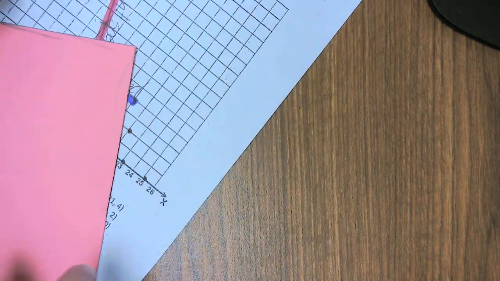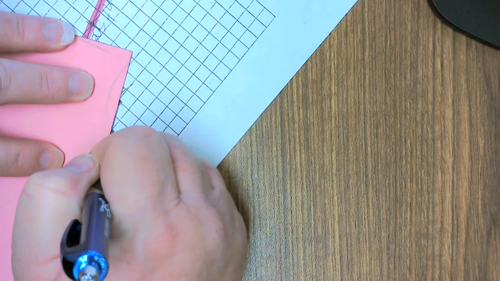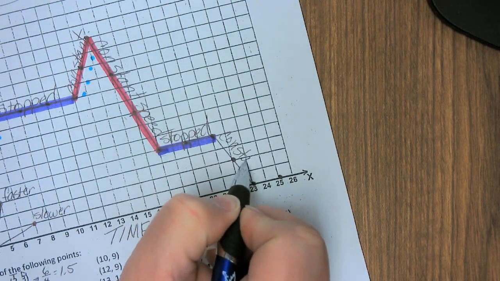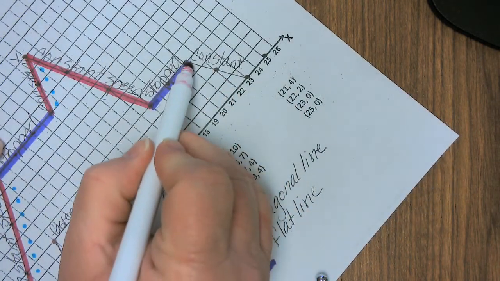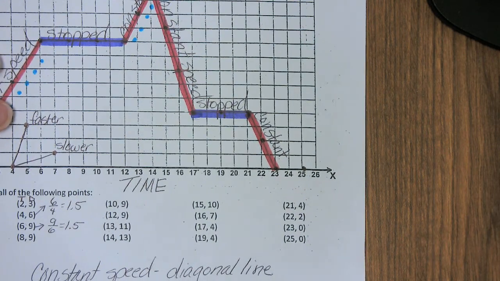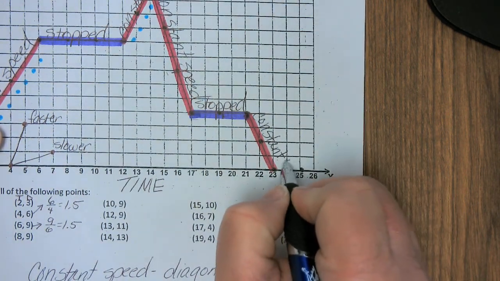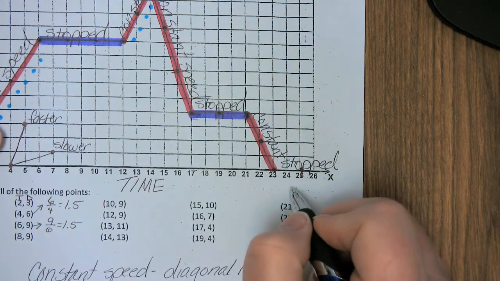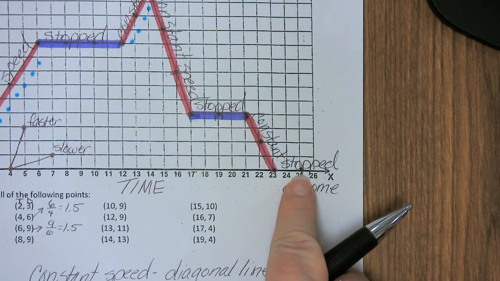The last section, once again, is getting closer and closer toward home. It is also a constant speed. I'll write constant. And I will draw that in. Okay, we've got to the very bottom. This is stopped, but it is stopped at a very specific place. It is stopped at home. It is stopped at this 0 point back at home.